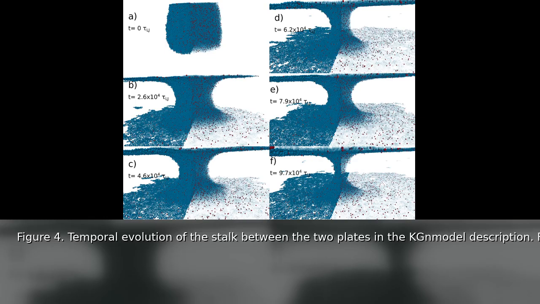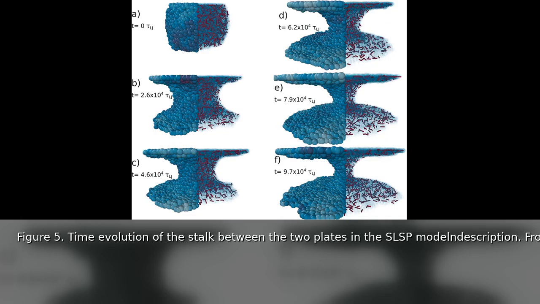This visual progression captures the dynamics from an initial relatively thick filament to a final thin neck undergoing an exponential thinning process, reflecting the physical mechanisms controlling filament breakup. The authors interpret this sequence as an illustration of how entanglements manifest and influence polymer filament dynamics in a fine-grained model. Figure 5 parallels Figure 4 by depicting the time evolution of the polymer filament between two plates, but here using the SLSP model description.